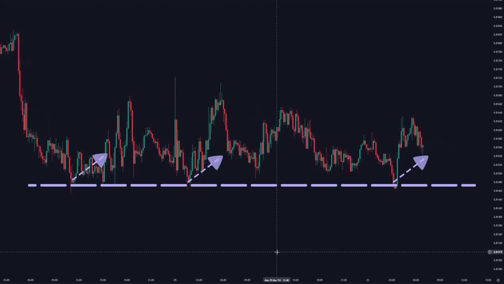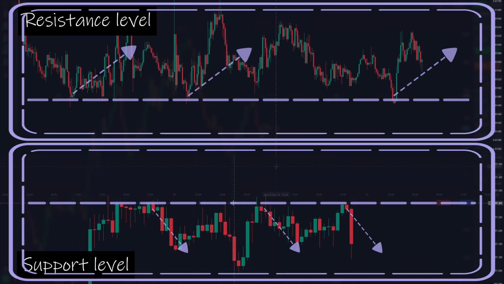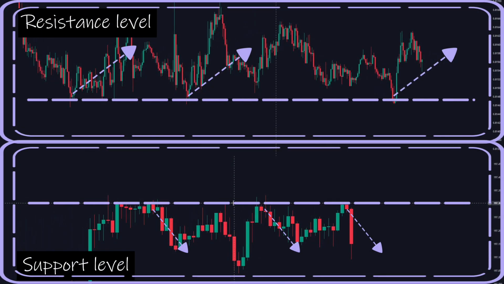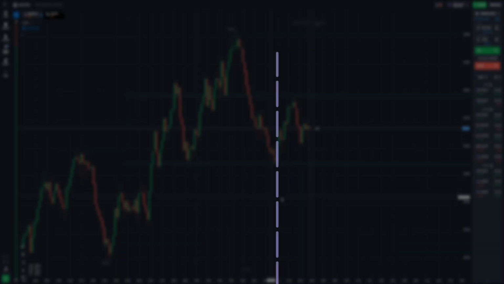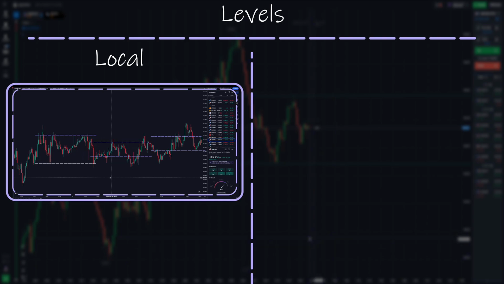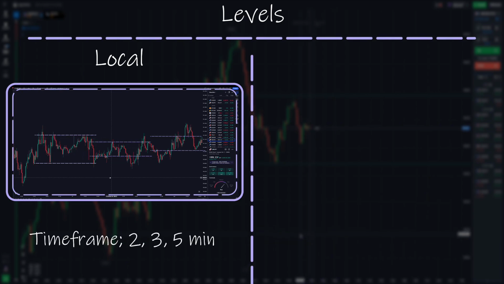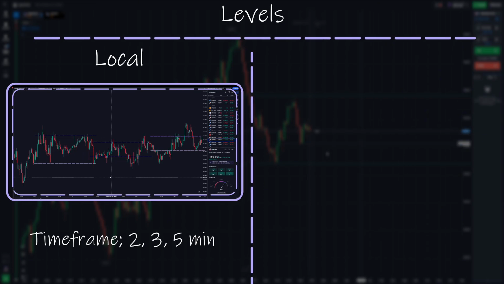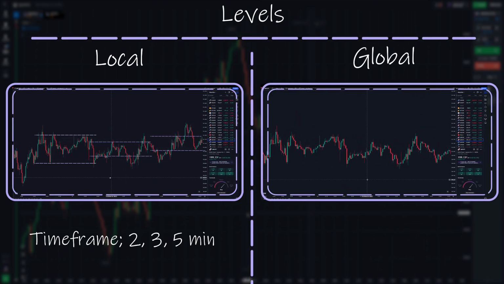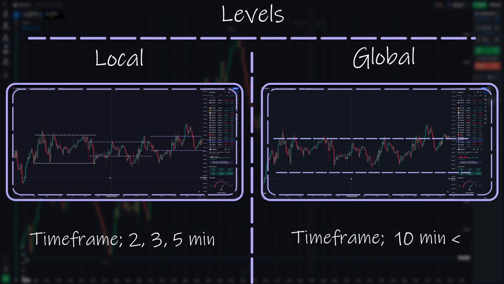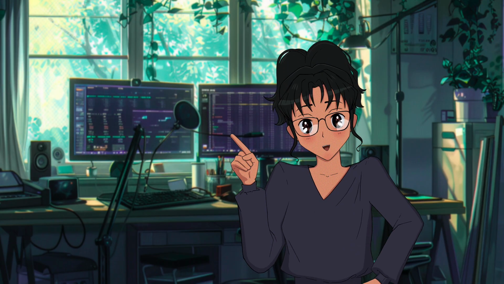Basically, these are areas where buyers and sellers fight it out, trying to decide where the price will move next. Levels can be broken down into two main types. Local levels. These are the ones you see clearly on smaller time frames. The main ones you'll use for day trading. Global levels. Bigger, more important levels you'll see when switching to higher time frames, like 1 hour time frame. Usually, these contain several local levels inside them.